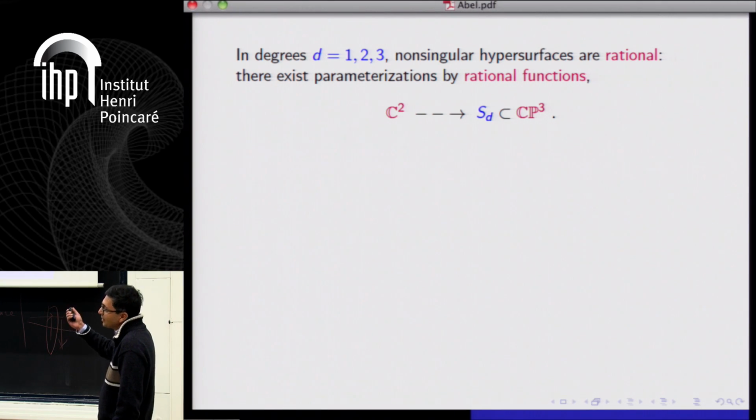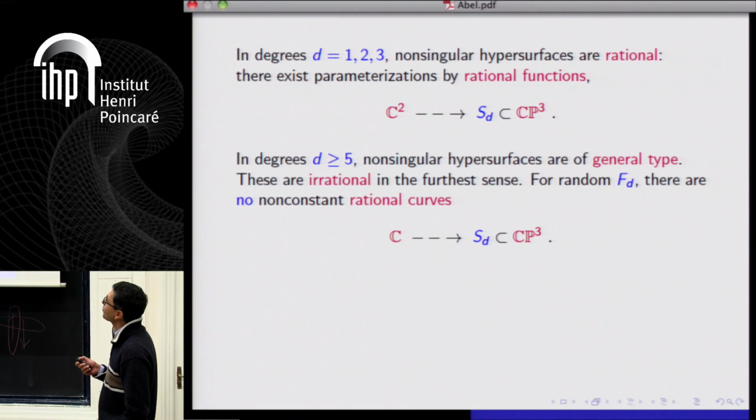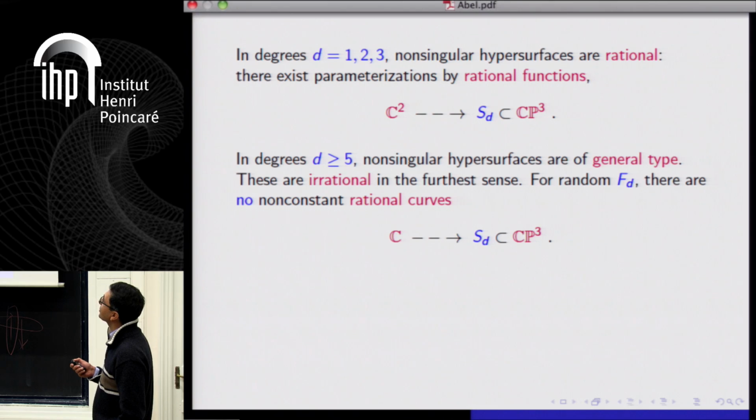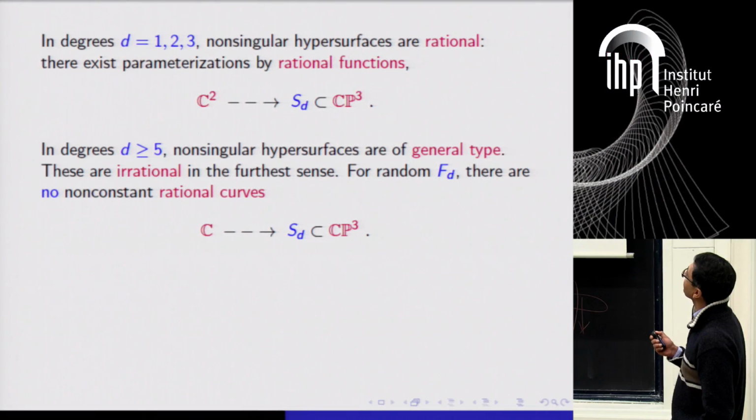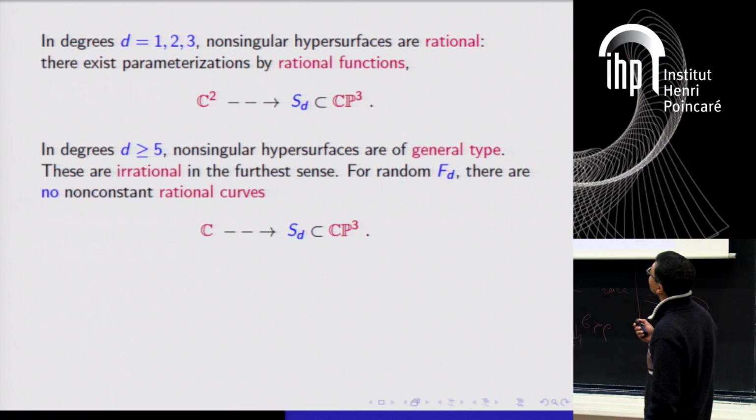You can parameterize a plane by two functions with rationals. For the quadric, it already takes a little more intelligence to do it. For the cubic, it's a little bit non-trivial to parameterize that. But you can do it. It's a result of somewhat more sophistication that says that if I go to degrees 5 and more of these surfaces, they don't have any of these parameterizations. They're what's called general type. They're irrational. You cannot parameterize them by rational functions.